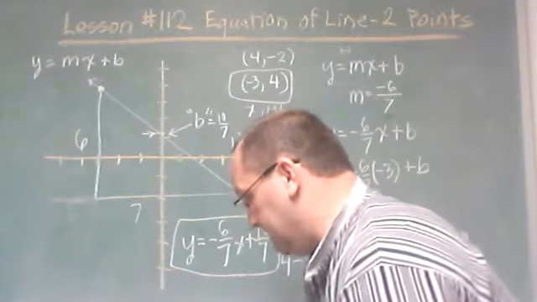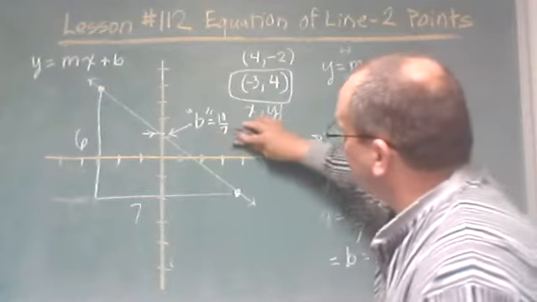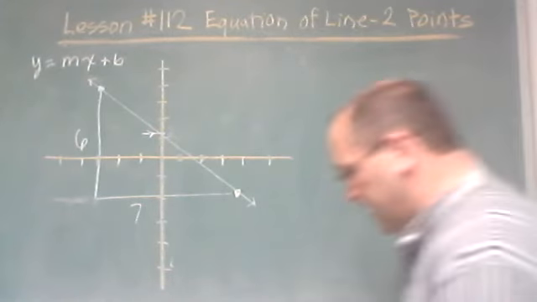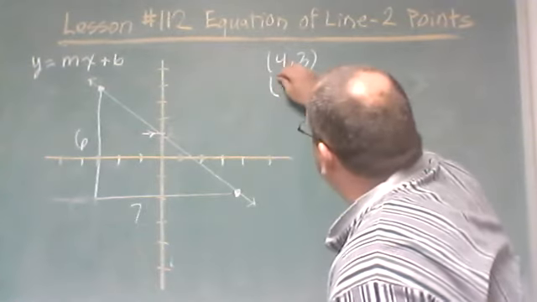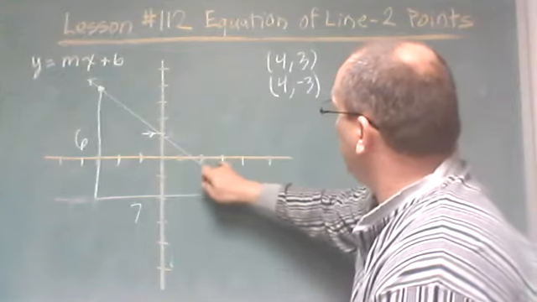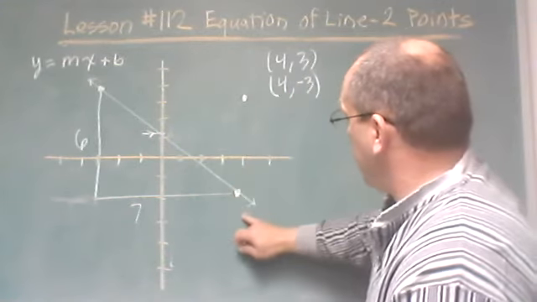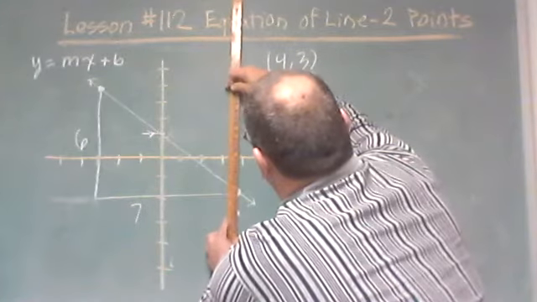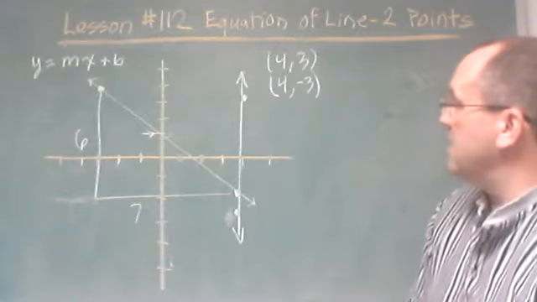Okay, I want to draw your attention quickly to example 112.3. Okay, so they gave a scenario there where the ordered set they gave was (4, 3) and (4, -3). Okay, so we put those on our graph. 1, 2, 3, 4, and up 3; 1, 2, 3, 4, and minus 3. And we connect those dots. And we notice we have a perfectly up and down vertical line.